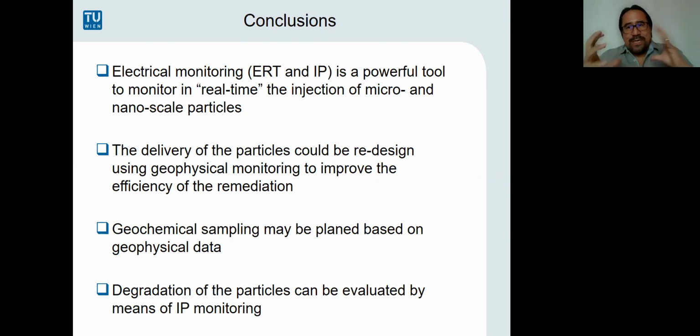I am right now not discussing so much the degradation of contaminants, but I think that something else that we need to take into account is that maybe we should use geophysics or geophysical results to plan the sampling accompanying the remediation. In these experiments, the geochemical sampling was pre-designed, but we believe that maybe we would be more efficient and provide a better interpretation of results if we performed the sampling based on the geophysical results.